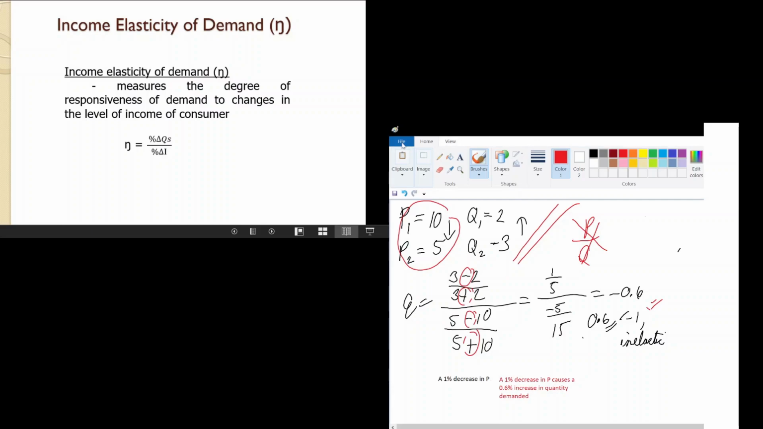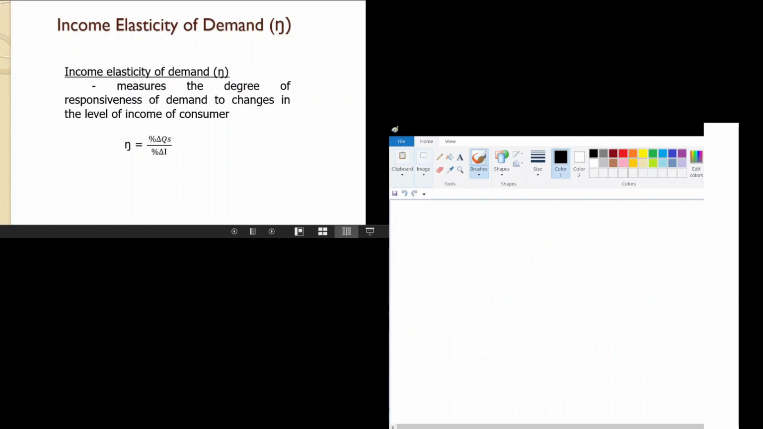Okay? So, let's move to the income elasticity of demand. So, yung income elasticity of demand measures the degree of responsiveness of demand. So, makikita nyo, responsiveness of demand ulit, to the changes naman in the level of income of consumers. So, dito na sa income elasticity, hindi na natin i-consider yung price. We are now considering the income of the consumers. Okay? So, I na yung given dito.